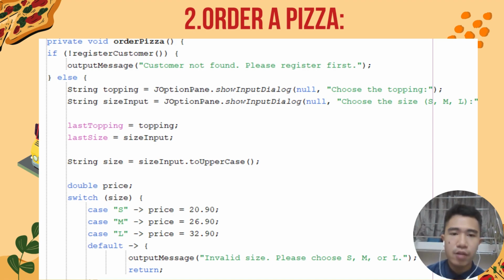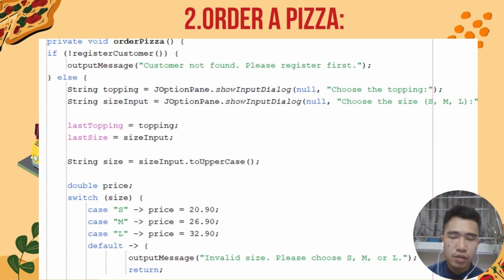If the system finds the customer ID and the name of the customer, it will show a window saying to choose the topping, whether tuna or Hawaii or anything else. And then after keying in the topping, another window will pop up to input the size, whether it's S, M, L, which is small, medium, or large. Here, the different sizes of pizza have their own price.